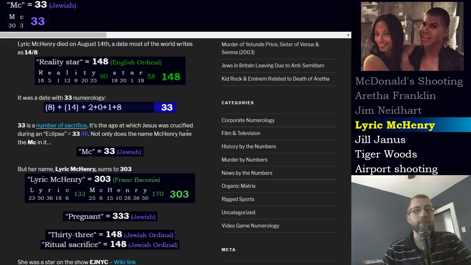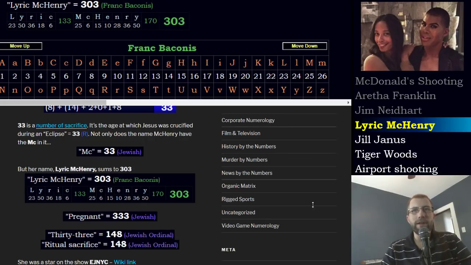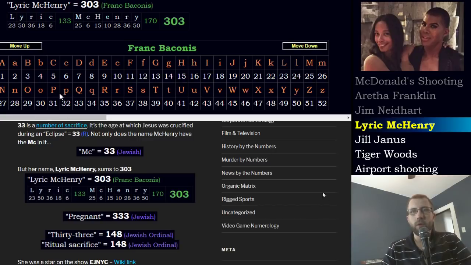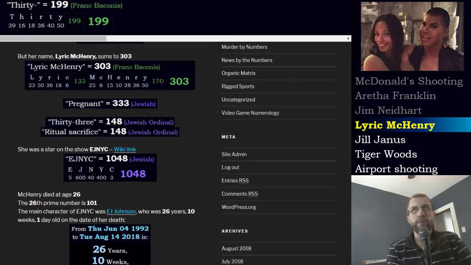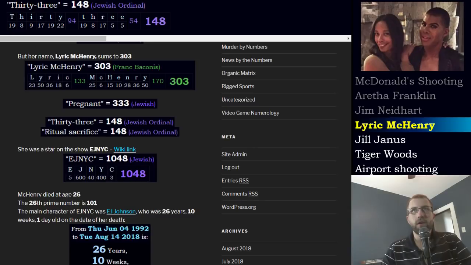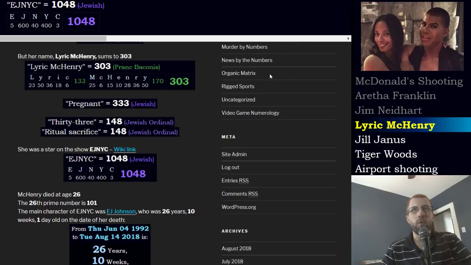Notice how her name starts with Mc, which has 33 Gematria. Her name also sums to 303 in Frank Baconis, one of our ciphers that uses capital letters alternating with small letters. When you write out 33 in Jewish Gematria, we get this value of 148. It's the same as ritual sacrifice, 148. The name of the show that she was on was EJNYC, which sums to 1048. See how that works.